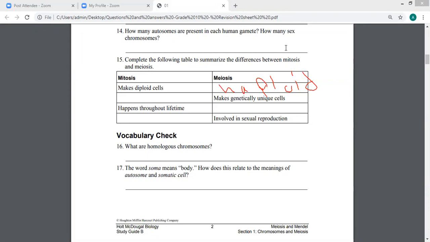One minute to take the attendance, please. Okay.